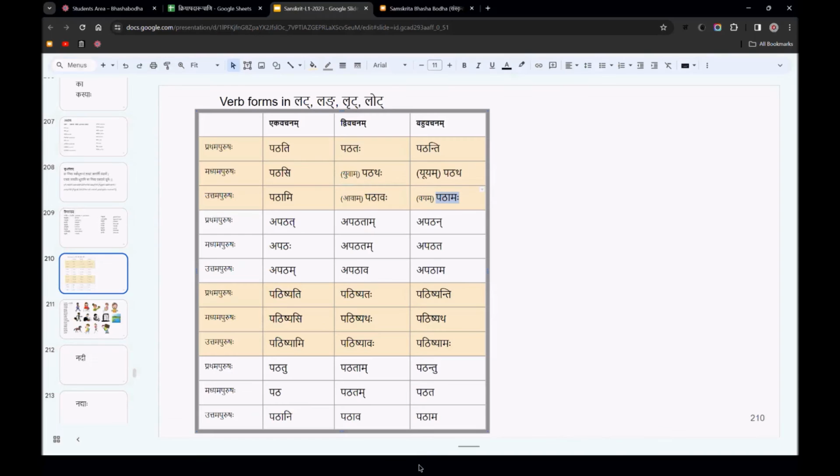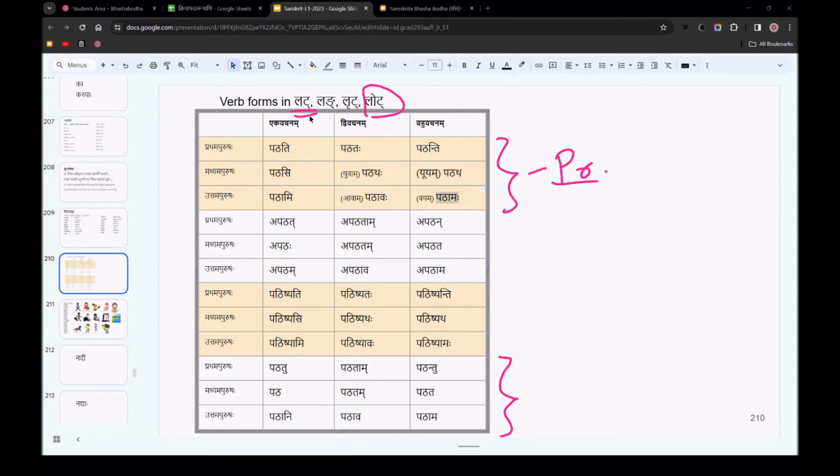Now here in this table, the first section highlighted yellow, these nine forms are the vartamana kala, present tense. We'll look at examples of past and future later, but now the next lesson is about these forms. So the forms in grammar are called lakara. The first, present tense forms, are called lat.